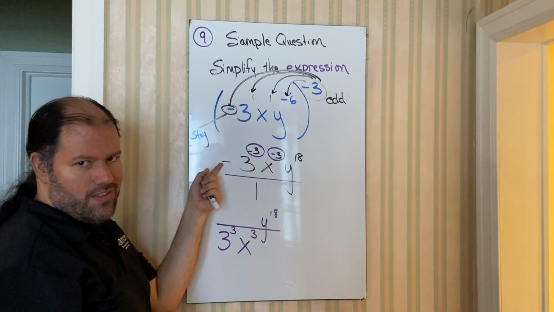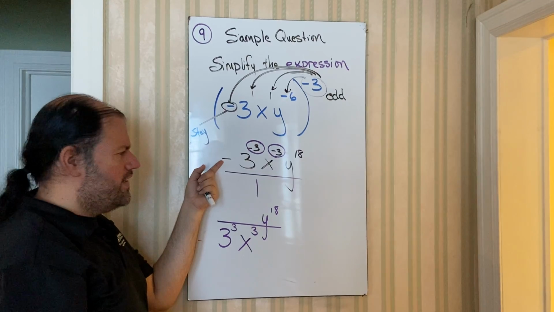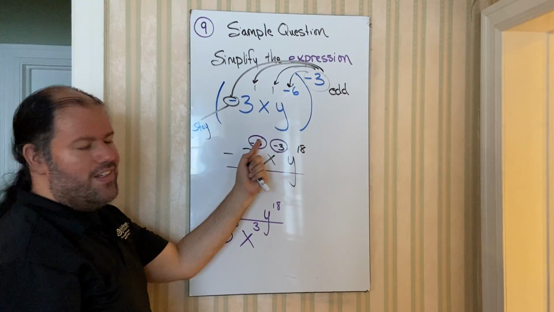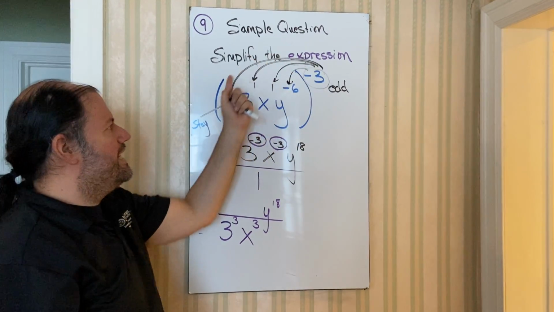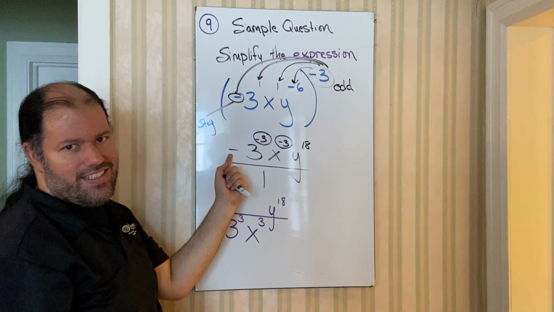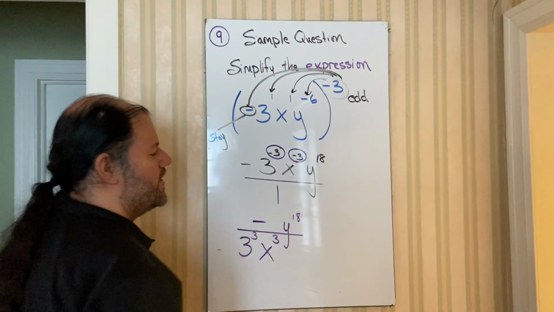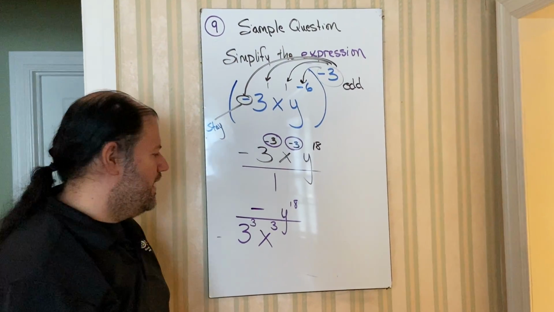But notice this negative, he didn't switch. You might be saying, why didn't he switch? Because remember, this is only applying to the 3. We already did this to know that the negative stays. So that's the reason why these are treated as 2 separate items. So make sure you put the negative on top.